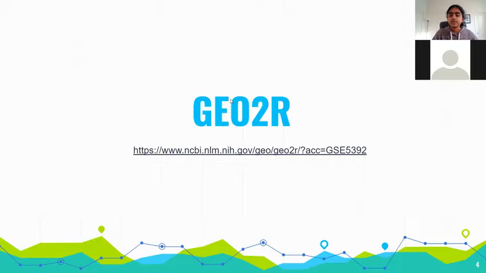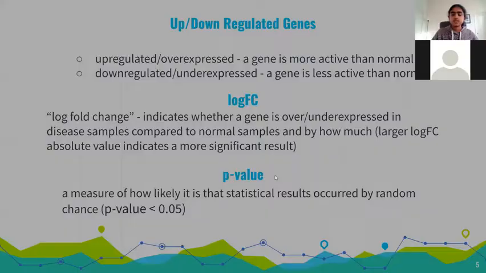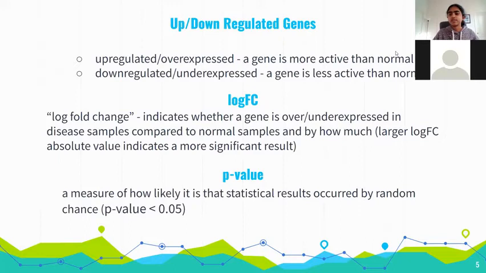So just a quick review of what we did last week, because I know some of you weren't here last week. We went over GEO2R, and here are some terms that are good to know. The first one is up and down regulated genes. An upregulated or overexpressed gene is a gene that is more active than normal, and a downregulated or underexpressed gene is a gene that is less active than normal.